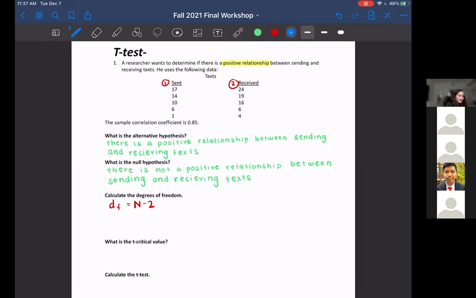So can anyone tell me what n is for this problem? 5. 10. Yes, it is 5. Can anyone tell me why it's 5 instead of 10? No? Okay. Yeah, no problem. So it's the same as the last one. We just want to count how many pairs there are rather than how many total samples there are. So there's 1, 2, 3, 4, and 5. So we would use 5 instead of 10 because we're counting how many pairs rather than how many total there are.